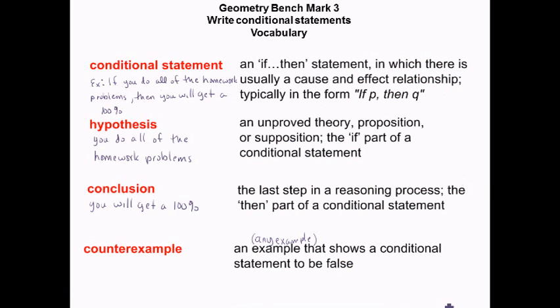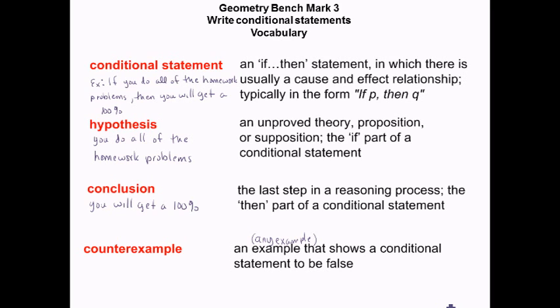Okay, so a conditional statement. These get used in philosophy, logic, critical thinking, and math. A conditional statement is called a conditional statement because there's a condition. And that's the if part. So it's an if-then statement. If blah, then blah. There's a cause and effect relation. The cause is the condition, and the effect is the result, obviously.